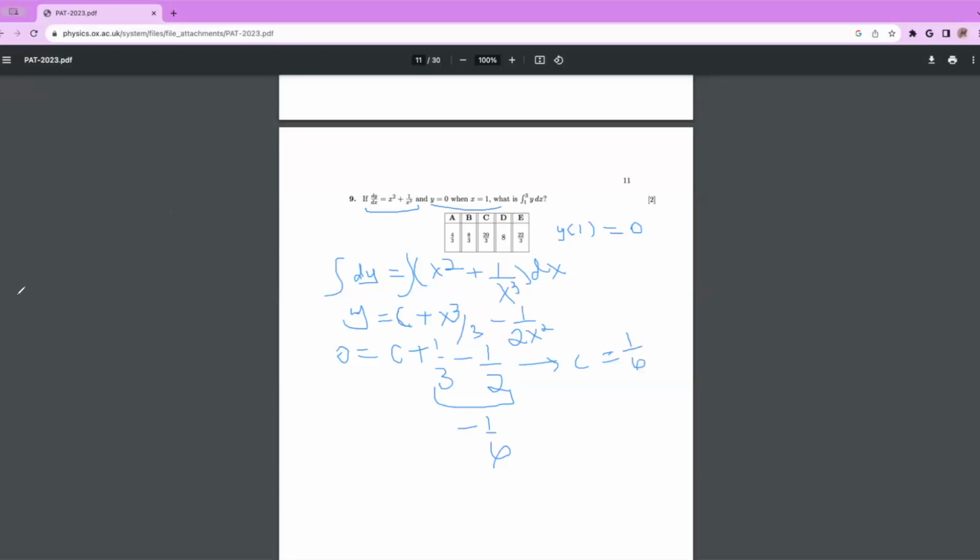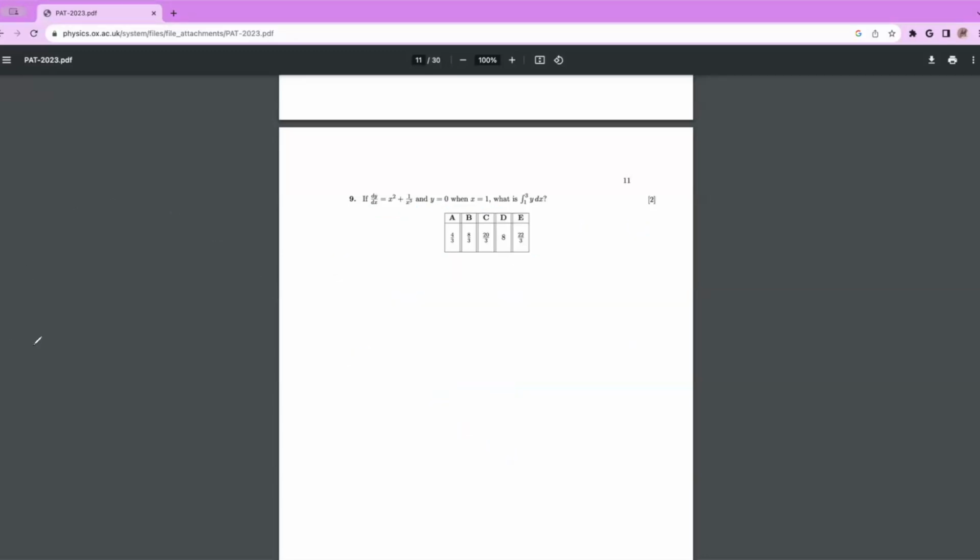All right, so I'm going to clear this. Now that we have that y is equal to 1/6 plus x cubed over 3 minus 1 over 2 times x squared, we have to integrate it from 1 to 3, probably put a dx here as well.